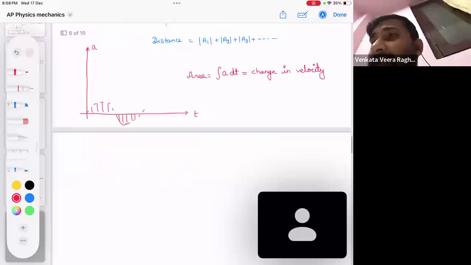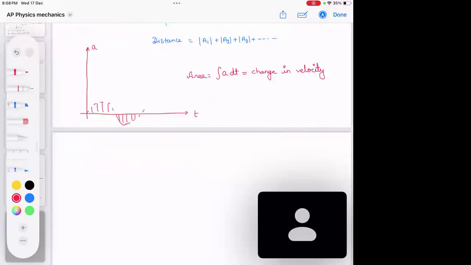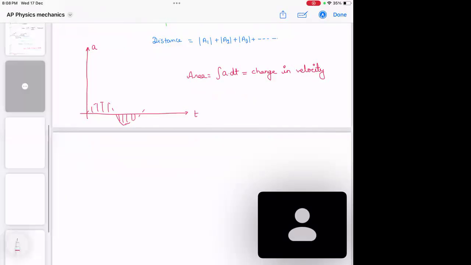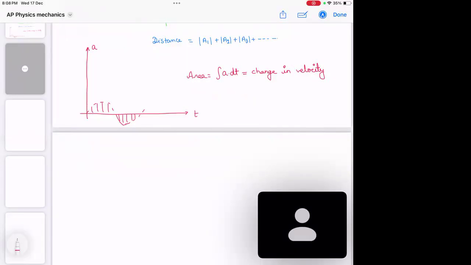So can we now discuss some examples, based on the differentiation, integration and graph-based questions? Yes, sir. Right. Please tell me, are all of you clear? Yes, sir.